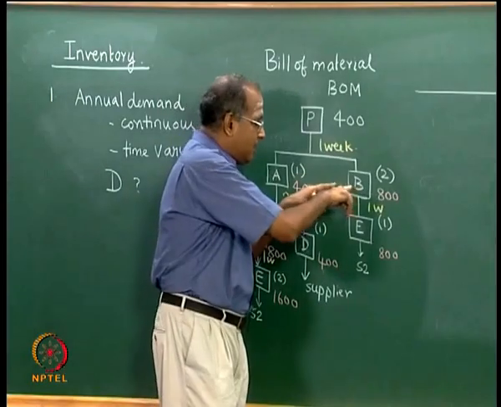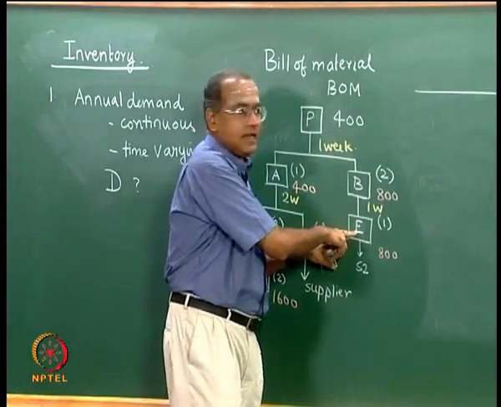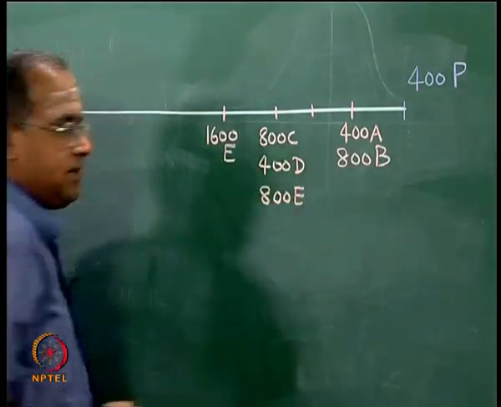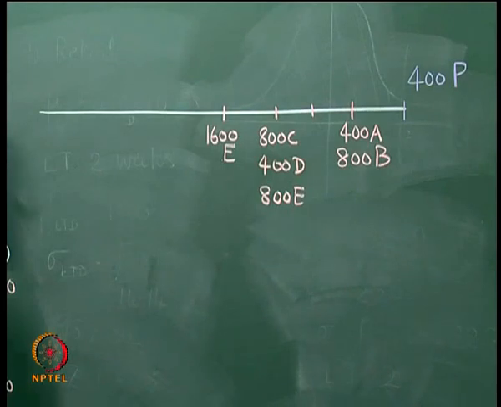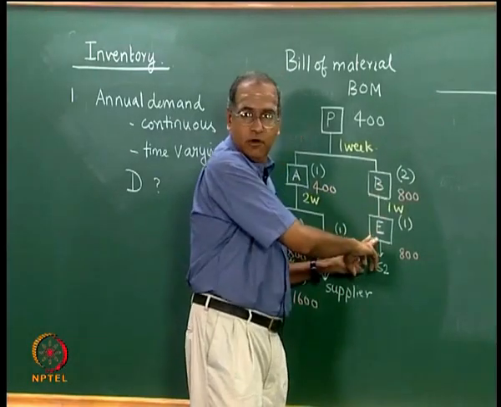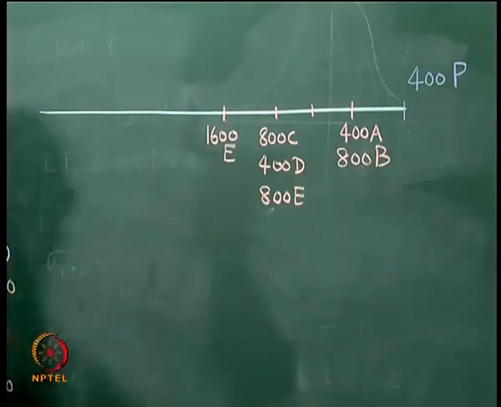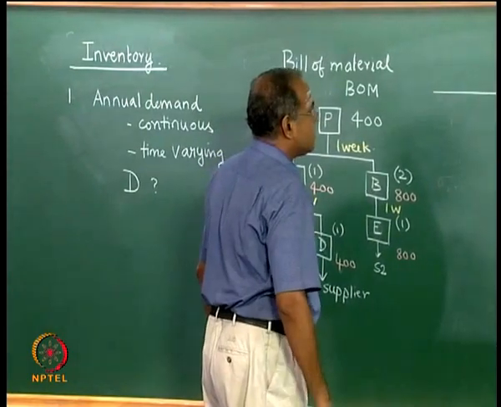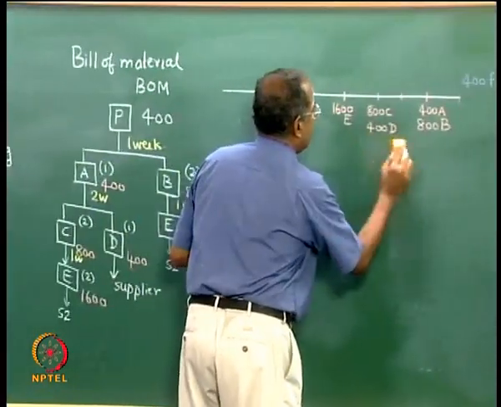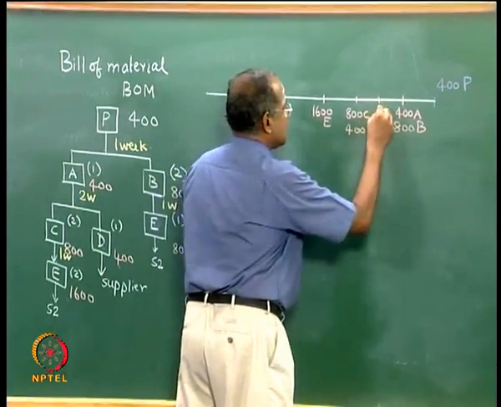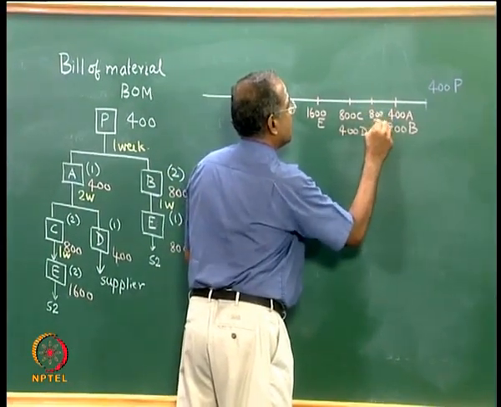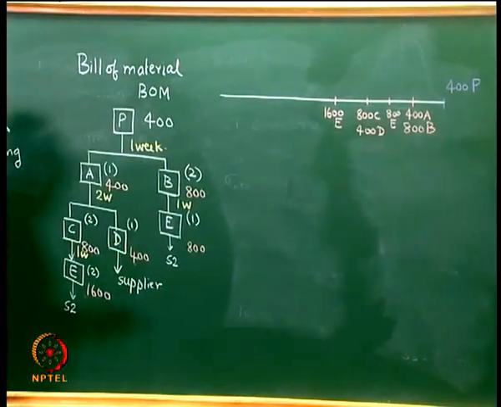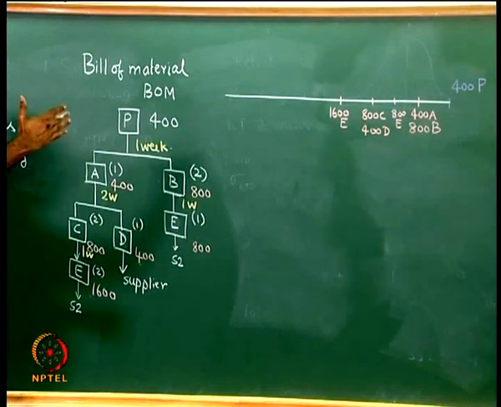Now if I need 800 of B here, 1 week before I need 800 of E. So I need 800 of E somewhere here. So here I need 800 of E.